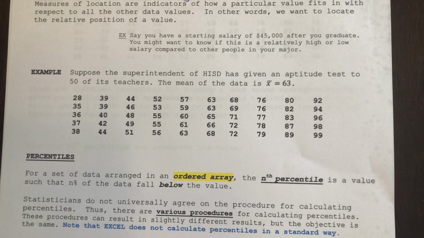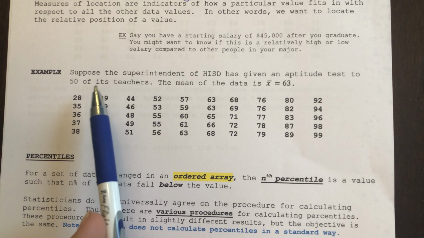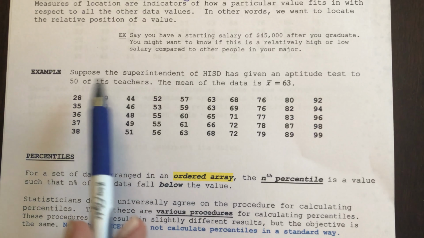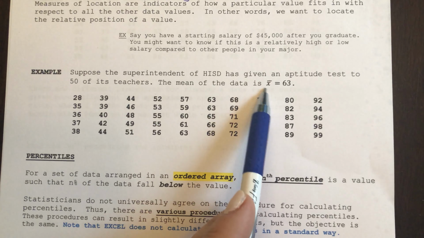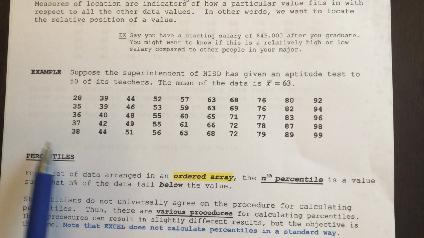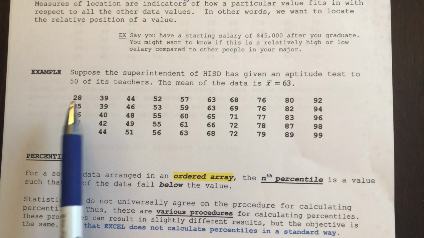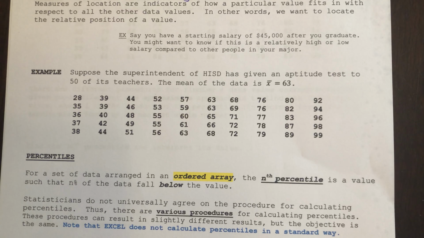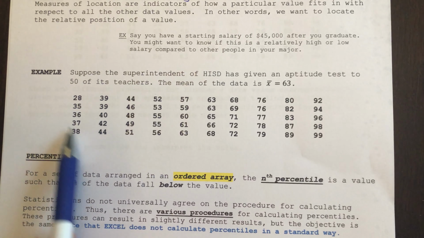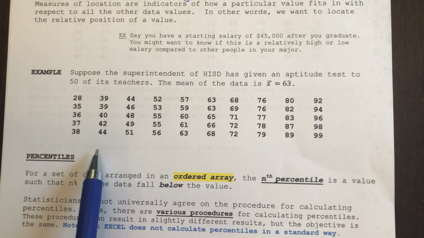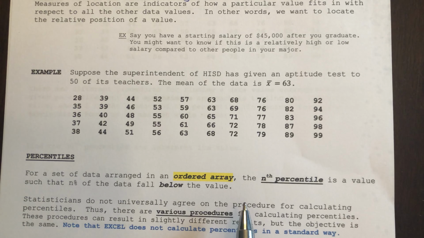Now we need a little bit larger data set for this. Here's an example I'm going to use. Suppose the superintendent of HISD has given an aptitude test to 50 of its teachers. The mean of this data, and you know how to find the mean, is 63. These are all the aptitude test scores of the teachers. I have put this in a nice ordered array by columns of 5, just so that it's easy to find anything that we might need.